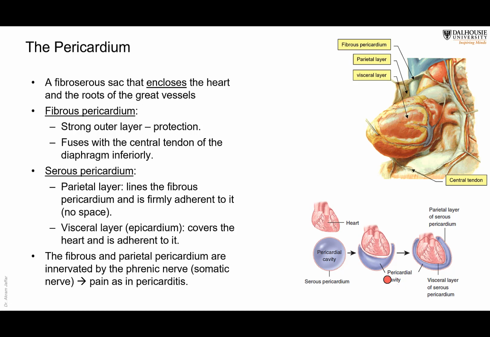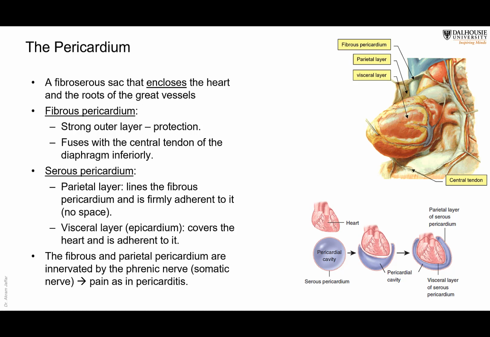The parietal layer of the pericardium is away, and in between them is the pericardial cavity, which contains a small amount of serous fluid that reduces friction, because the heart is always beating. The lung is inflating, deflating, the heart is always beating, so the pericardial fluid reduces friction.